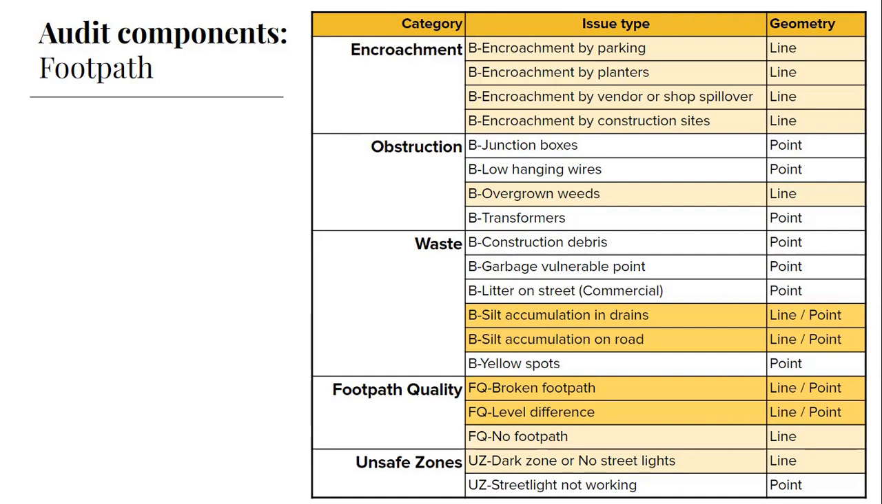Once you get the training on the app, the next one is obstructions. For this, we have junction boxes, low-hanging wires, overgrown weeds, transformers. I'll show you some of these images as well. We have waste, which includes all types of garbage, yellow spots, which are basically places where people are peeing, which is largely an unpleasant smell, and silt accumulation. Footpath quality: we have broken footpath, level difference, which is both high footpaths as well as ups and downs, especially at entrances of properties. No footpath is another situation, of course, that we see. And then there are unsafe zones. Unsafe zones are basically dark zones, no street light, or street light not working.